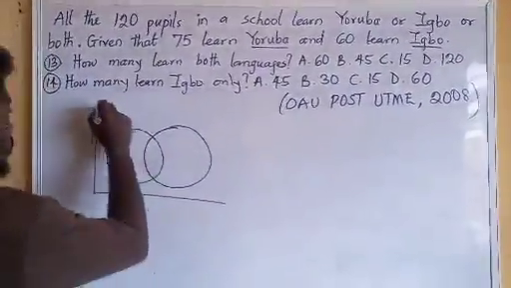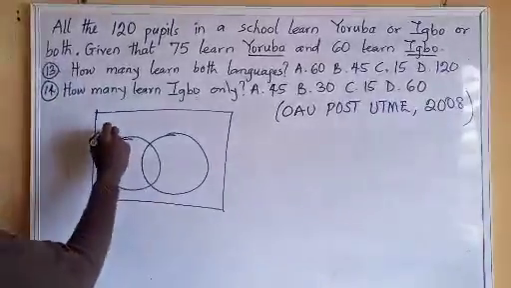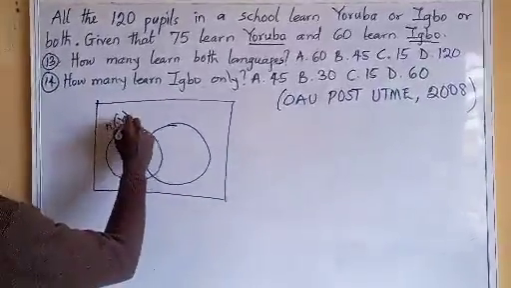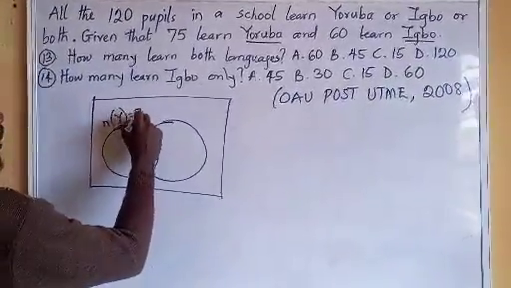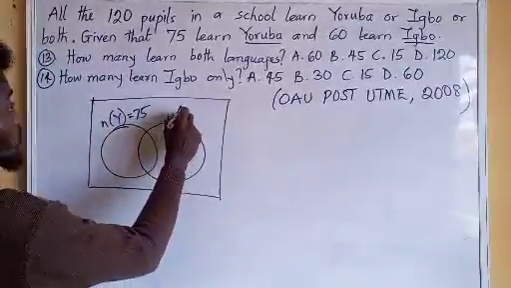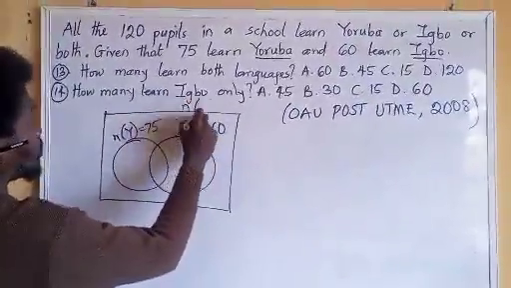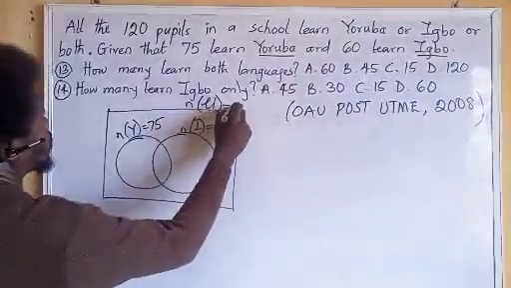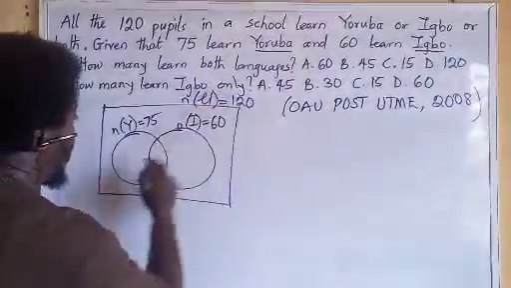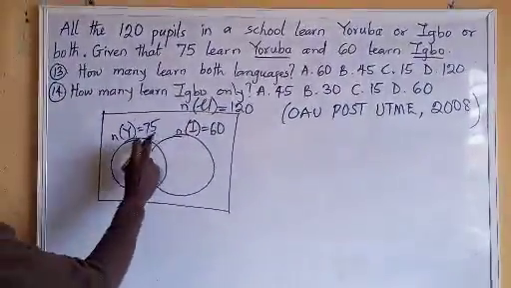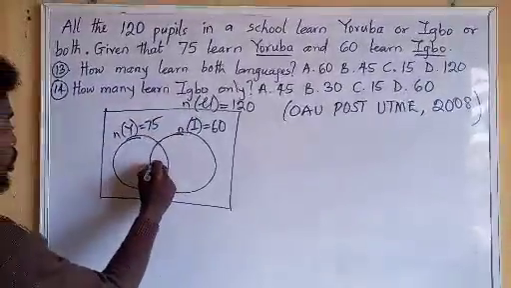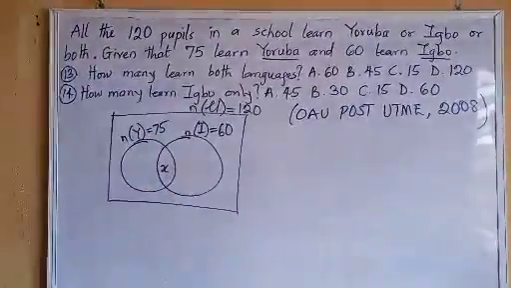our given question. So we have the cardinality of Yoruba, which is 75, and the cardinality of Igbo, which is 60. The cardinality of the universal set is 120. And we're told to calculate how many learn both. So those that learn both, let's put it as X here.